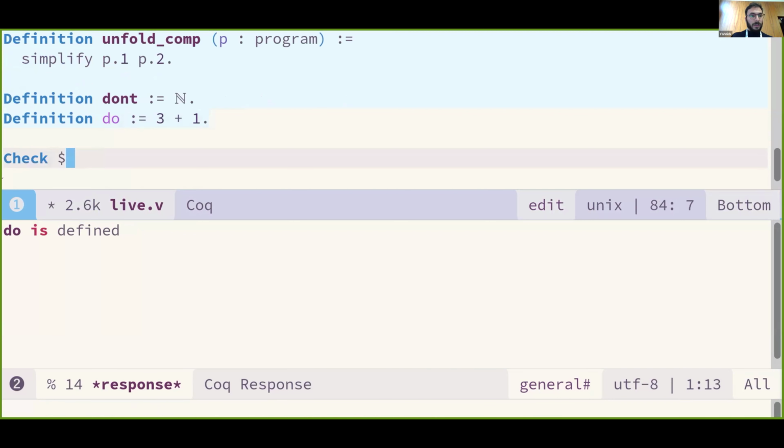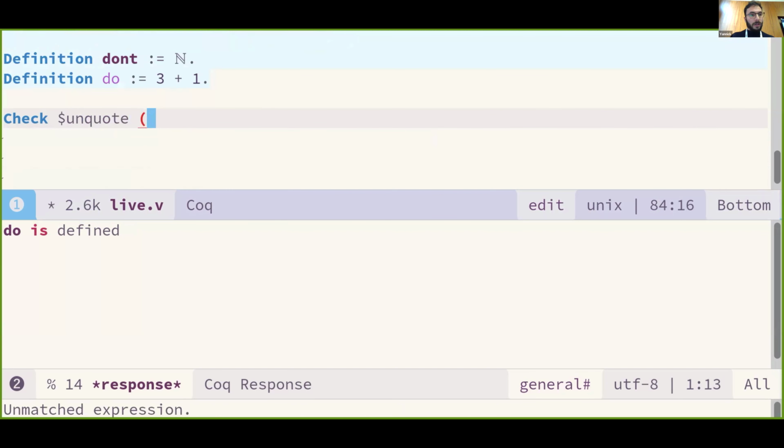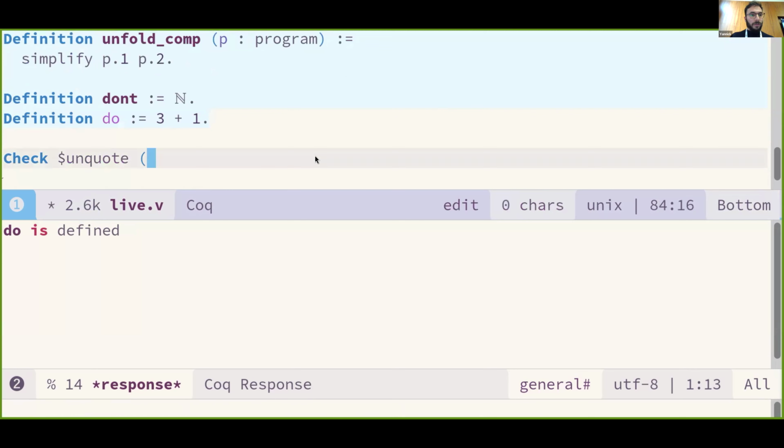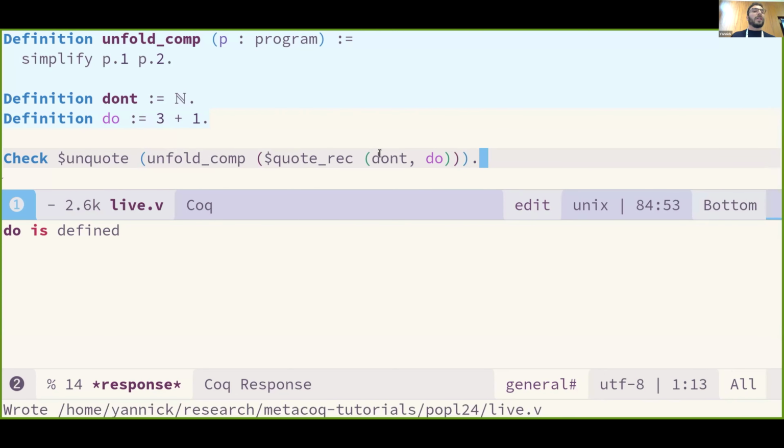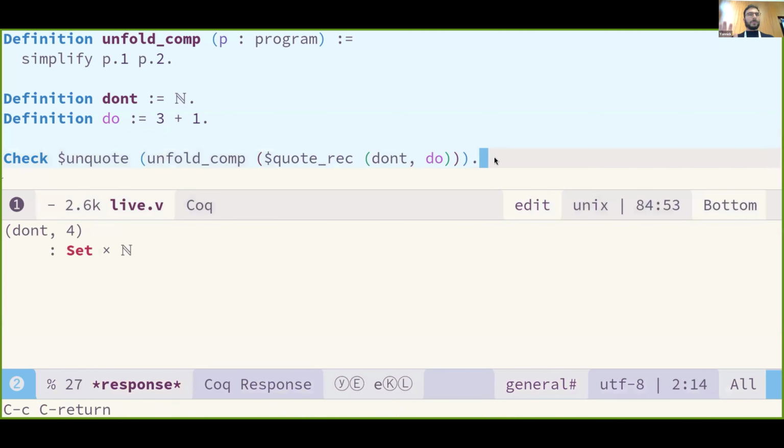Then we can now run the unquote of running our, how did we call it? Running the unfold computational things program on the result of recursively quoting, and recursively just means also the global environment. Recursively quoting, let's say the pair don't, do. And I would hope that this actually now goes to the pair on the left-hand side. We still have don't. On the right-hand side, we have the number 4. Good. Okay. So that worked.